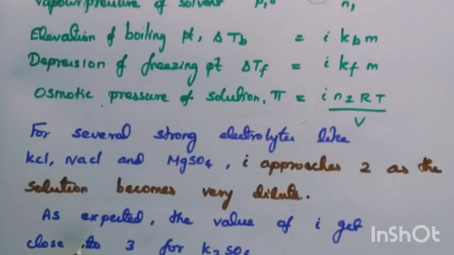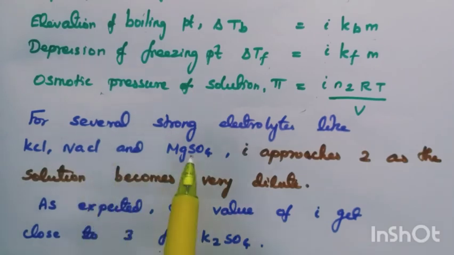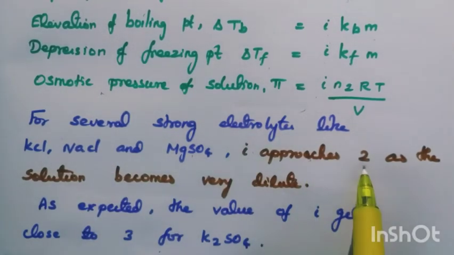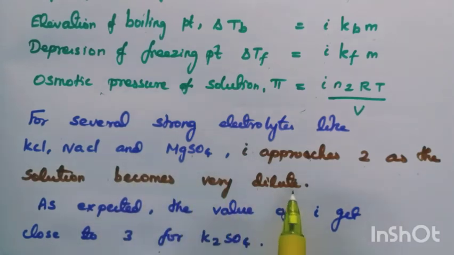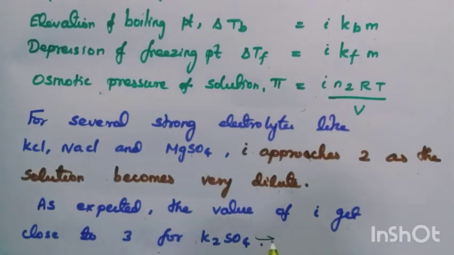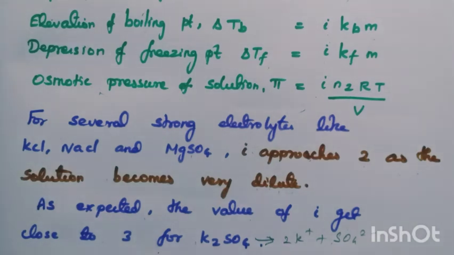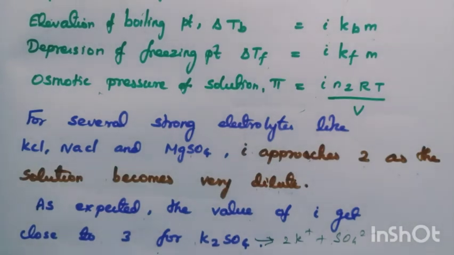For several strong electrolytes like KCl, NaCl and MgSO4, i approaches 2 as the solution becomes very dilute. Dilute means the number of particles increases. For K2SO4, as expected, the value of i gets close to 3, since it dissociates to give 2 K plus and SO4 2 minus; 2 plus 1 is 3. So it is assumed to be 3. With this, we have completed the solutions lesson.